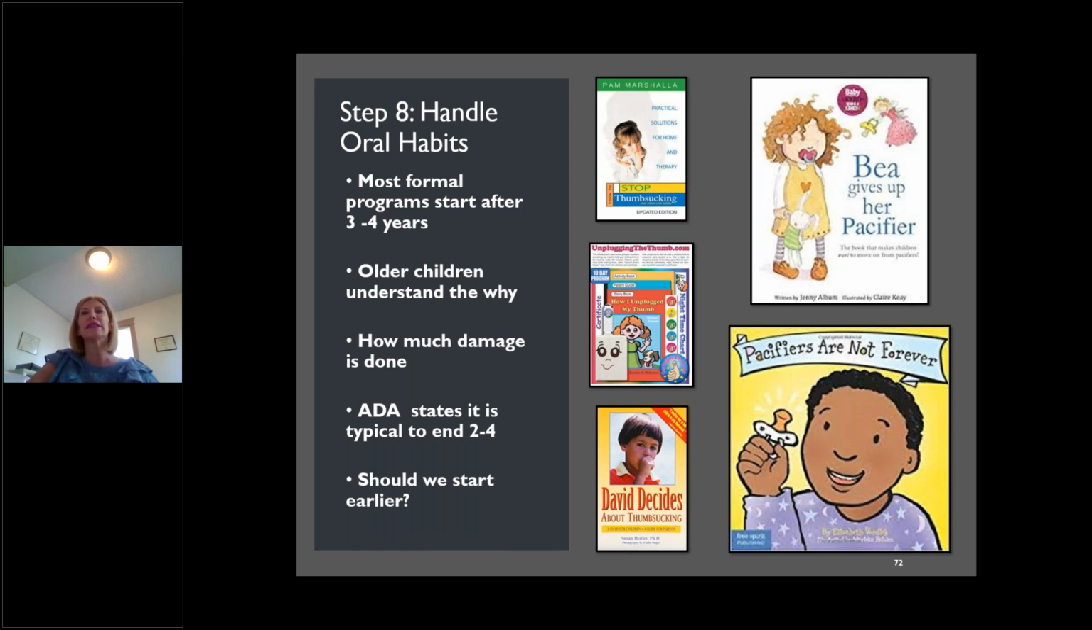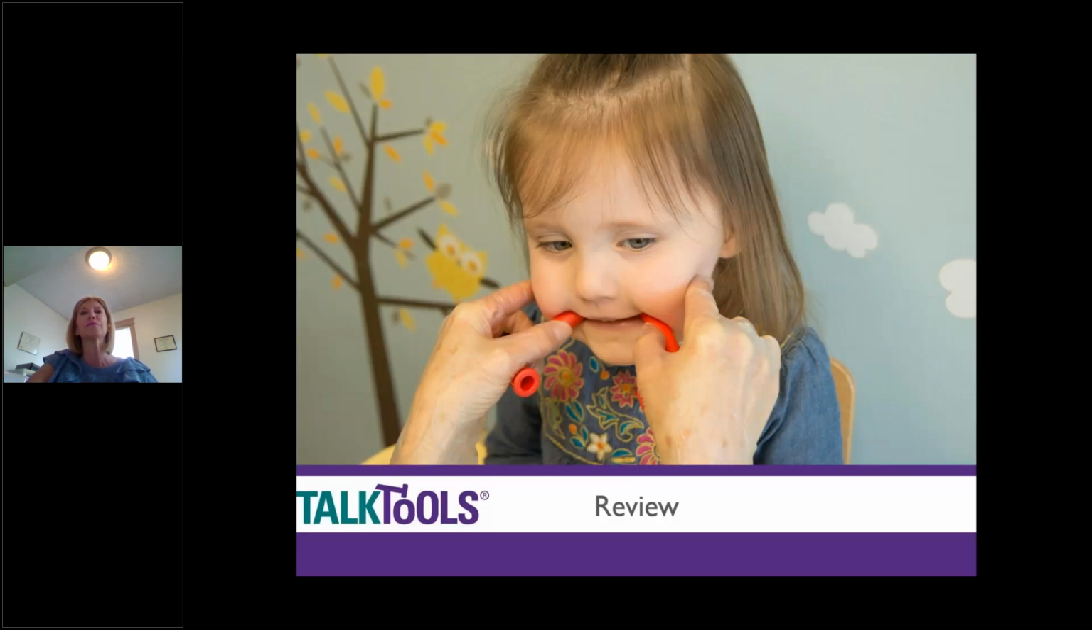So here's some other good resources. That's Sandra Holtzman, Shari Green, Unplugging the Thumb, Pam Marshala. These are great books I find on Amazon. Pacifiers are not forever. We carry David Decides About Thumb Sucking in our catalog.